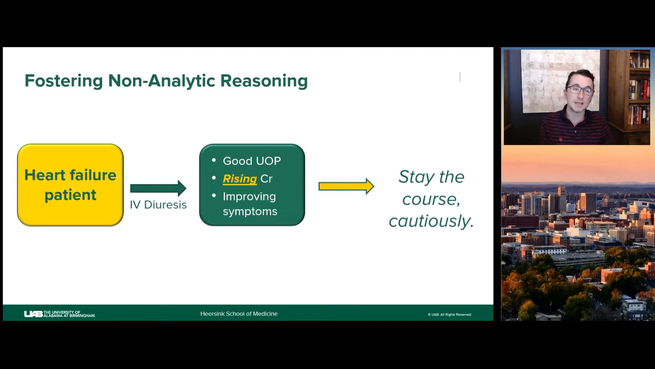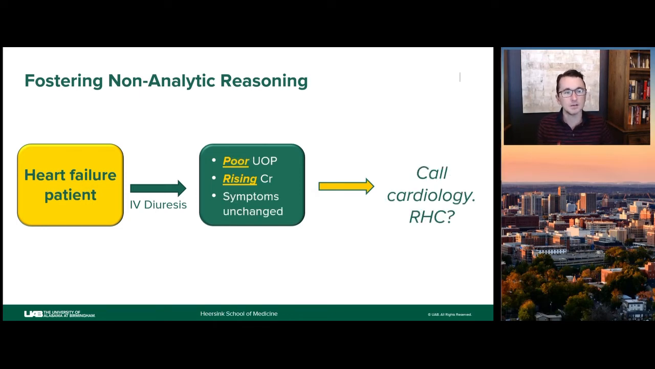In that case, it's probably okay to stay the course, but we're going to be watching things a little bit more closely. Another outcome that you could be planning for using progressive problem solving would be to suppose that the urine output drops and the creatinine is rising and the volume status is worsening. Now this is a scenario where you should probably get some help, right? Patient might need a right heart cath.